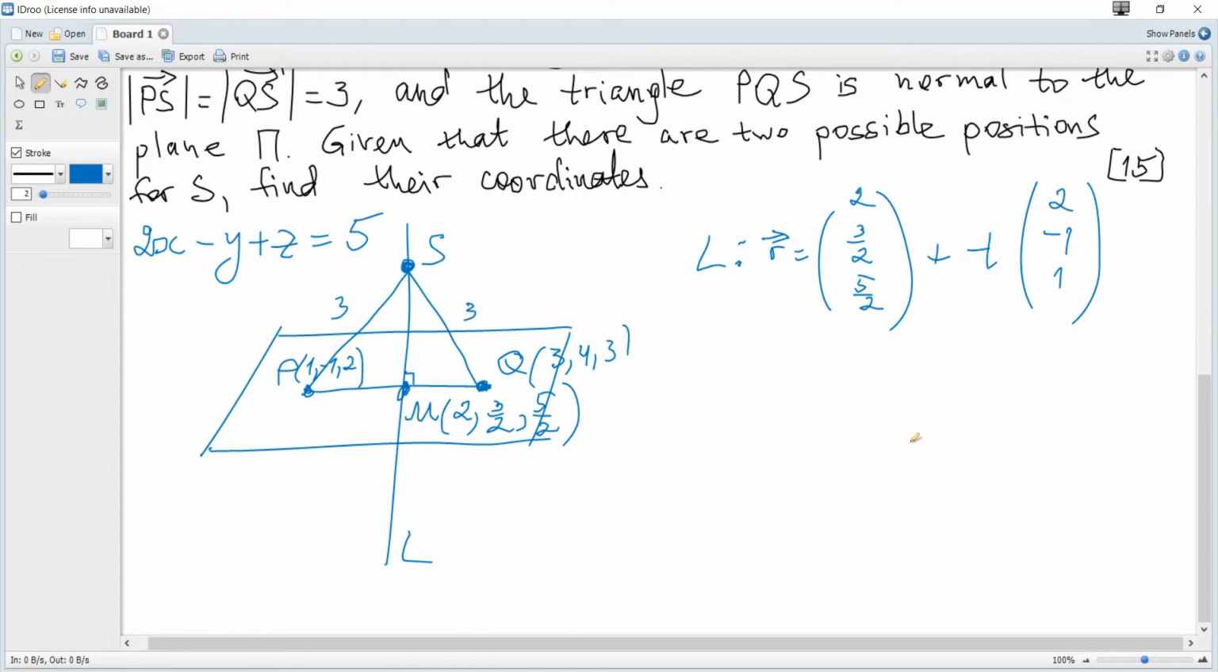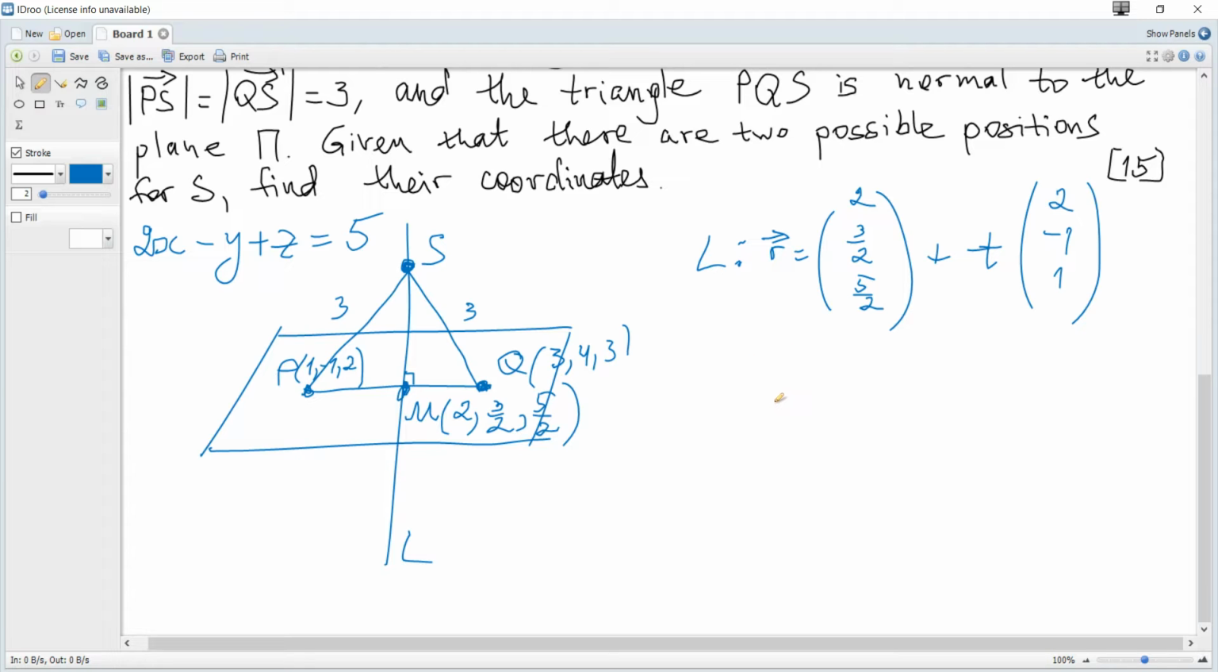And any point on the line has coordinates 2 plus 2t, 3 over 2 minus t, 5 over 2 plus t. And if we make some equation, we can solve for t and find the required coordinates. But how to make an equation?